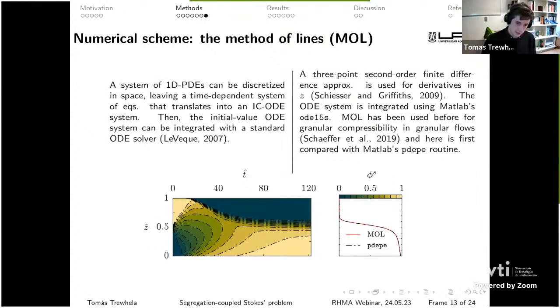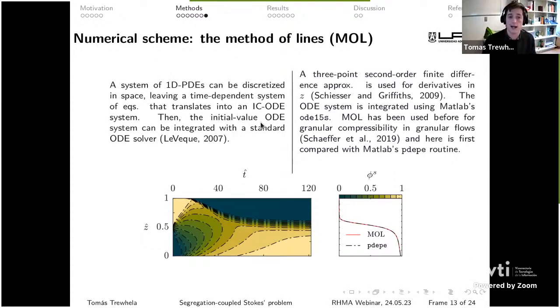So how I solve this partial differential equation system, I use the method of lines. The method of lines uses the notion that I can discretize the system in space, leaving only the time-dependent system. So if I discretize the PDE system in space, I will leave a system of ODEs in time. And the ODEs are well defined by the initial value problem.